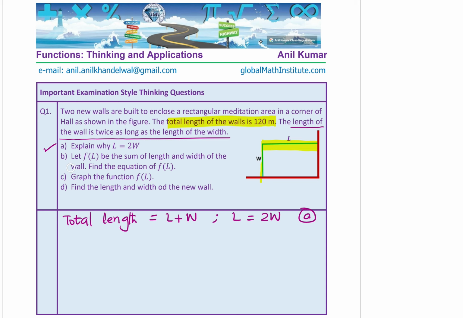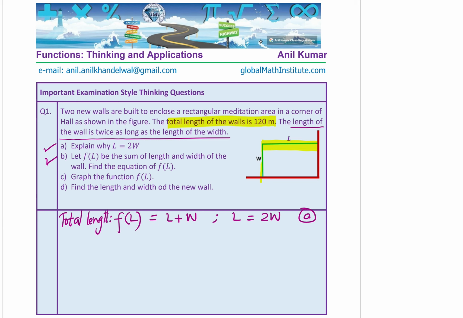Now part B is: let f of L be the sum of the length and the width of the wall. So f of L means it is a function, right, which gives you the total length, the sum of L and W. So this particular function, which we call total length, is basically f of L. So we could write this as f of L. Is this clear to you? So that becomes the total length. Let me write it now as total length here. Is that clear to you? So we do get part B partly.